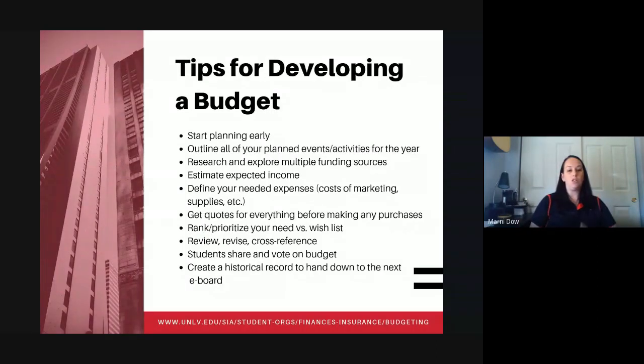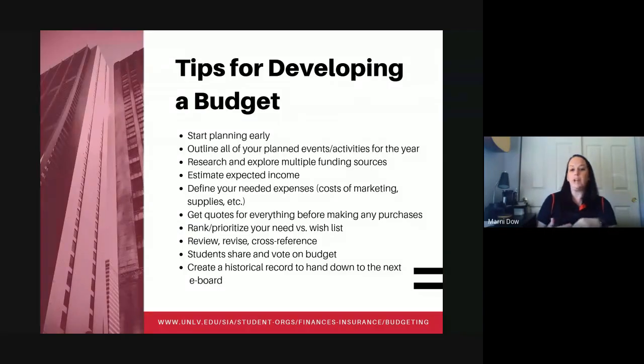They need to research and explore multiple funding sources. So not just thinking they're going to get their money from CSUN, but how are they fundraising? How are they bringing in dues? Whatever their income sources are. They need to define their needed expenses. So things like cost of marketing, dues to a national organization, or equipment that is broken and needs to be replaced in the year. They should get quotes from multiple sources for everything before they make any purchases, to make sure they're making the best choices with their funds.